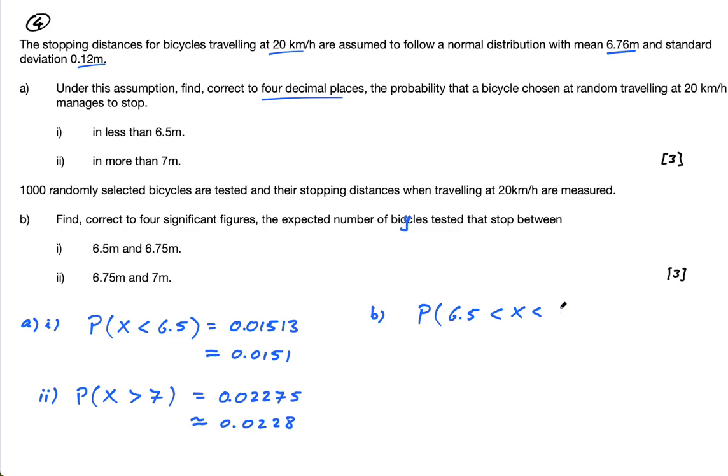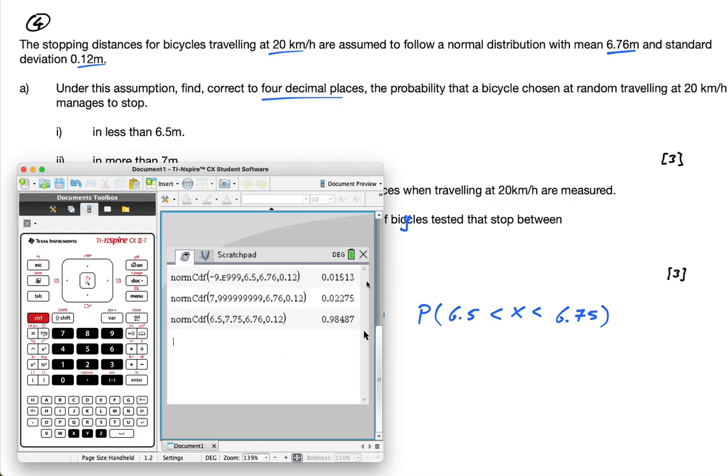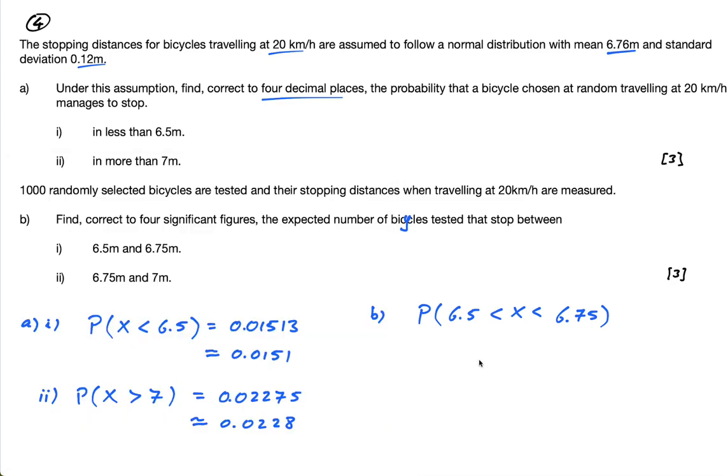6.5 and 6.75, sorry. So let's do that again. I'll press paste and I'll do 6.5 and 6.75. And I get 0.451663. Find correct to 4 significant figures, right?